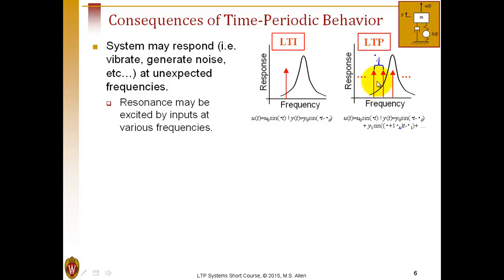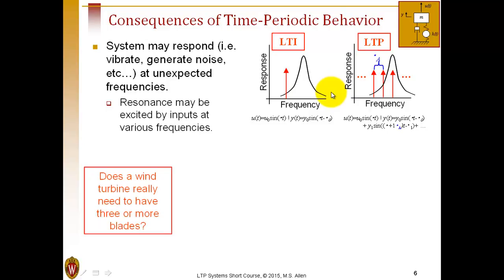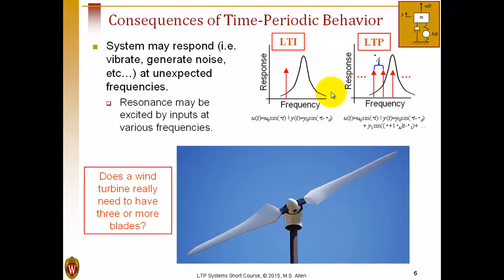And so this can lead to exciting a resonance even if the forcing is away from resonance. For example, if we excite at this frequency, the second harmonic might line up with resonance and still cause a much larger response than expected. So one of the main reasons that we build wind turbines with 3 blades is the fact that that avoids this time periodic behavior.